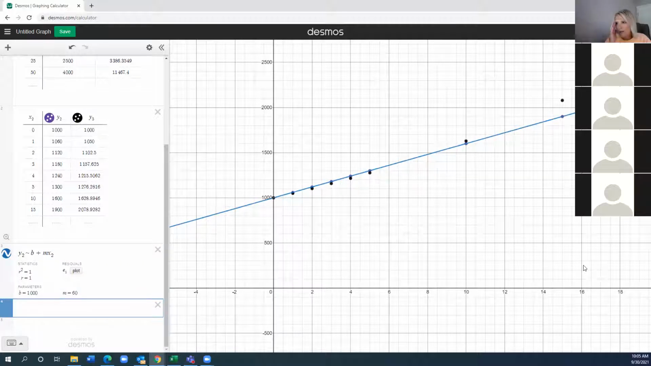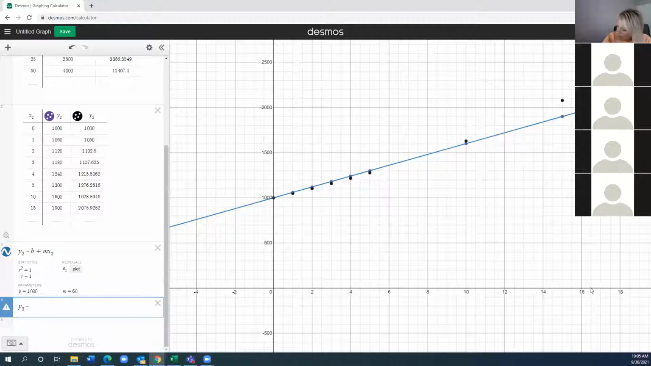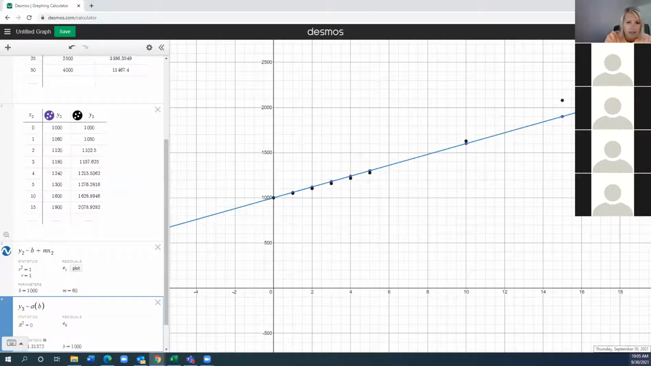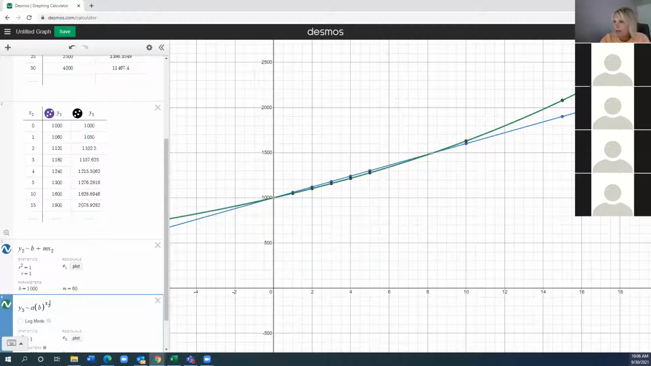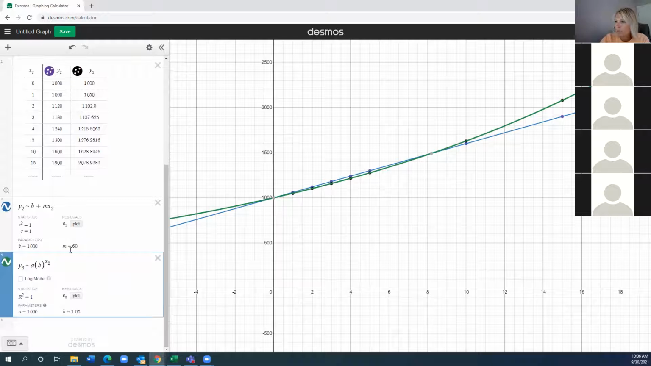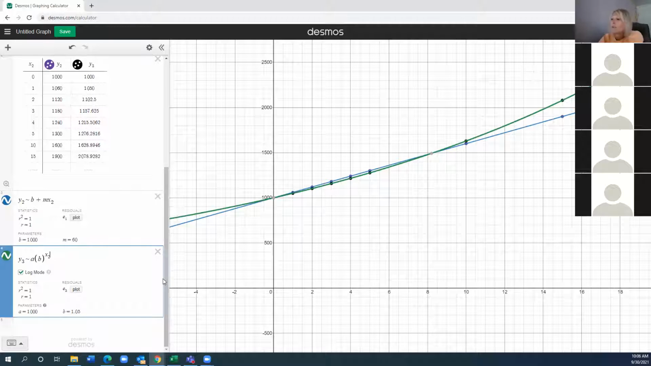like Brandon said. So now I'm going to go down here and I'm going to say Y3 and the tilde, and just follow along. You don't have to be typing this. And this is going to be A times B to the X2. And then whenever we do exponential, we'll get used to this, but we have to click on this log mode box here. So you might want to just take a picture if you can of the screen so you can see how I've typed everything in. And my A is 1,000, just like we said before, it's my starting value, and my multiplier is 1.05.